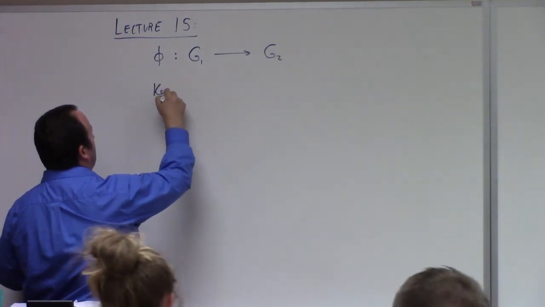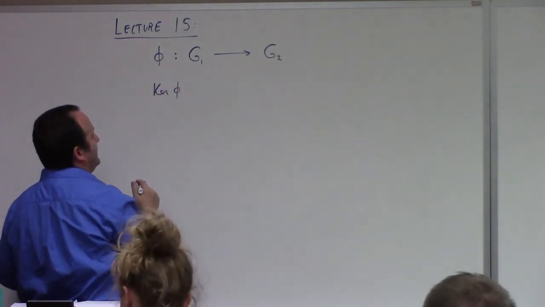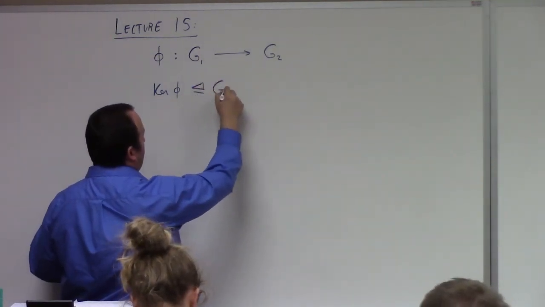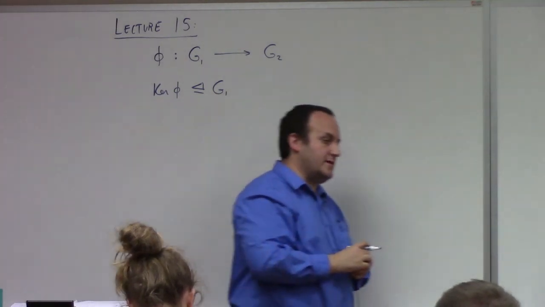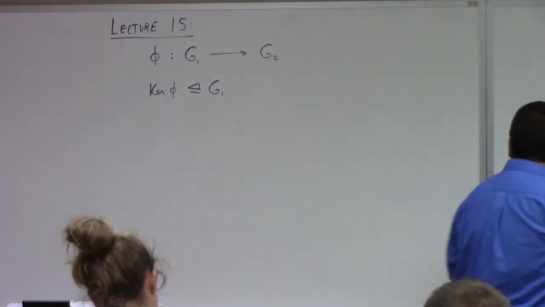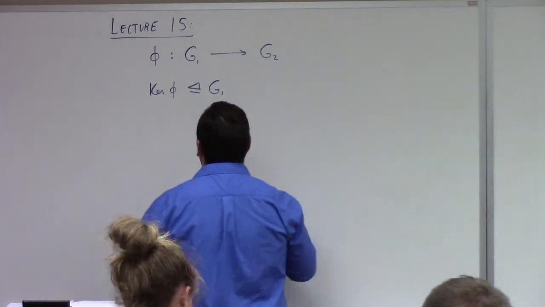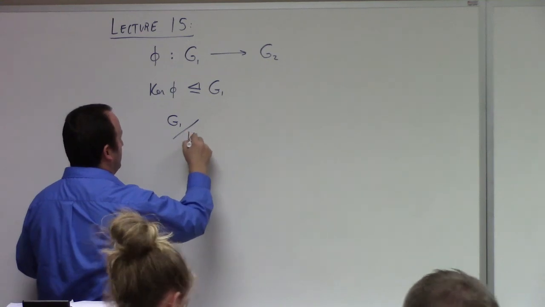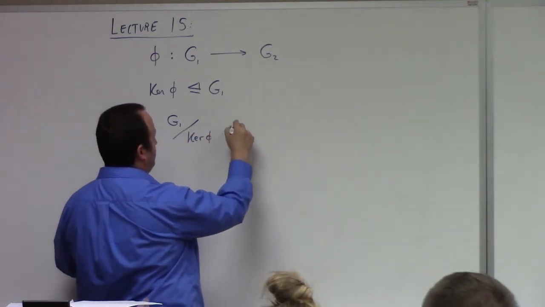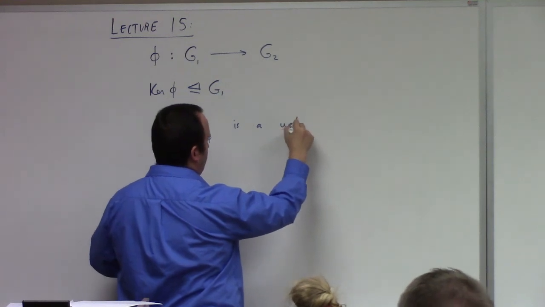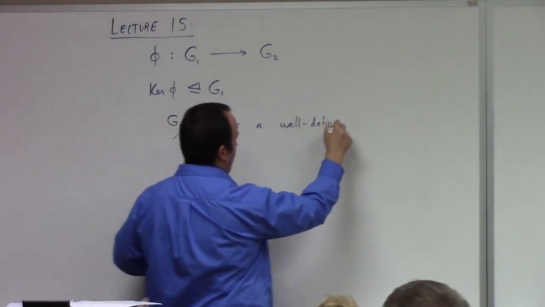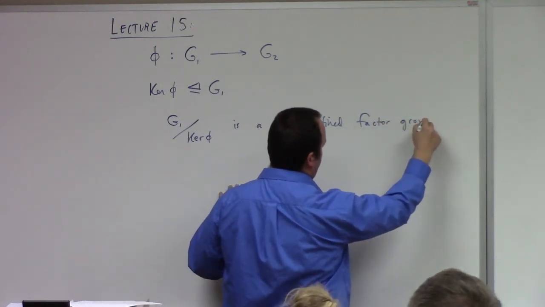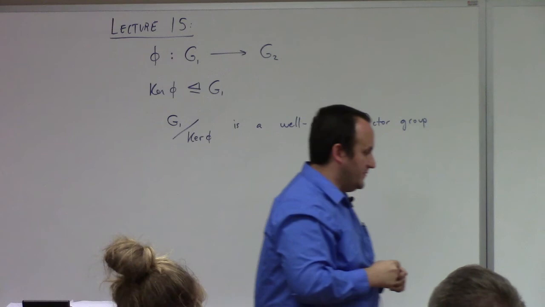Last time we proved that the kernel of phi is a normal subgroup of G1. This we argued last class. And what that means is that G1 mod the kernel is a well-defined factor group. Just a brief recap of what we did.